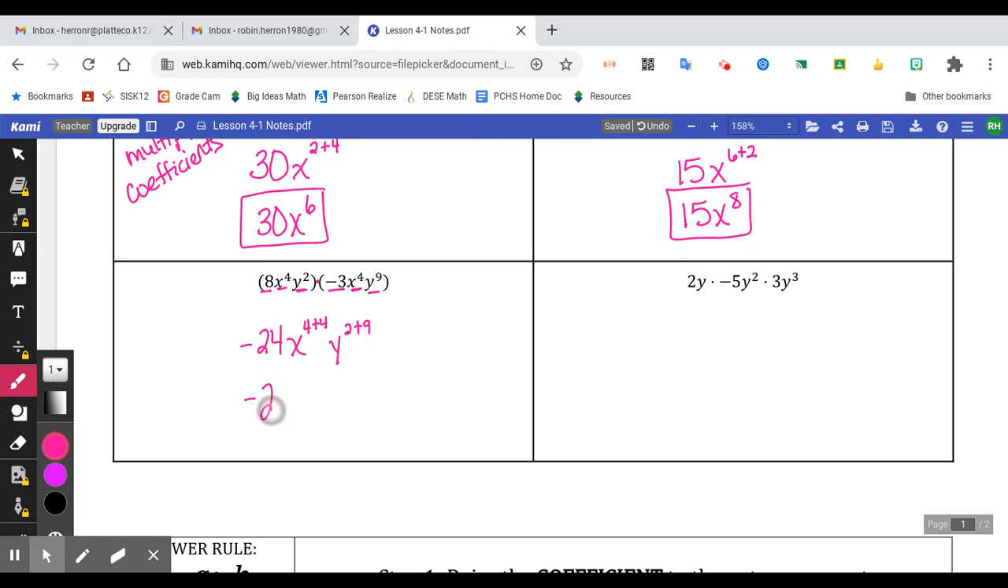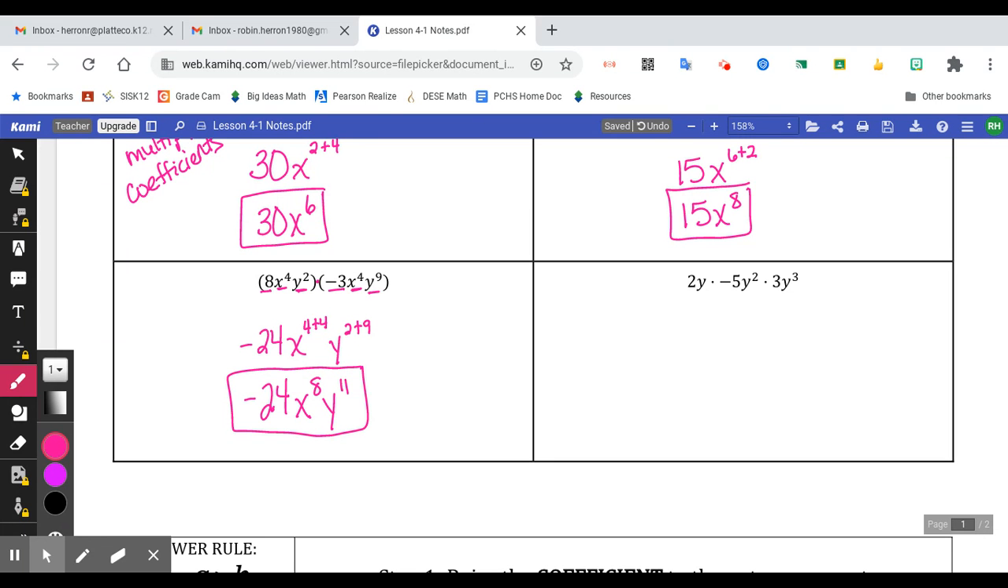So -24 stays. We didn't change that. 4 plus 4 gives me 8, and 2 plus 9 gives me 11. And there's your final answer because you can't combine those terms because they have different bases. Okay? So add exponents of the like terms every time.